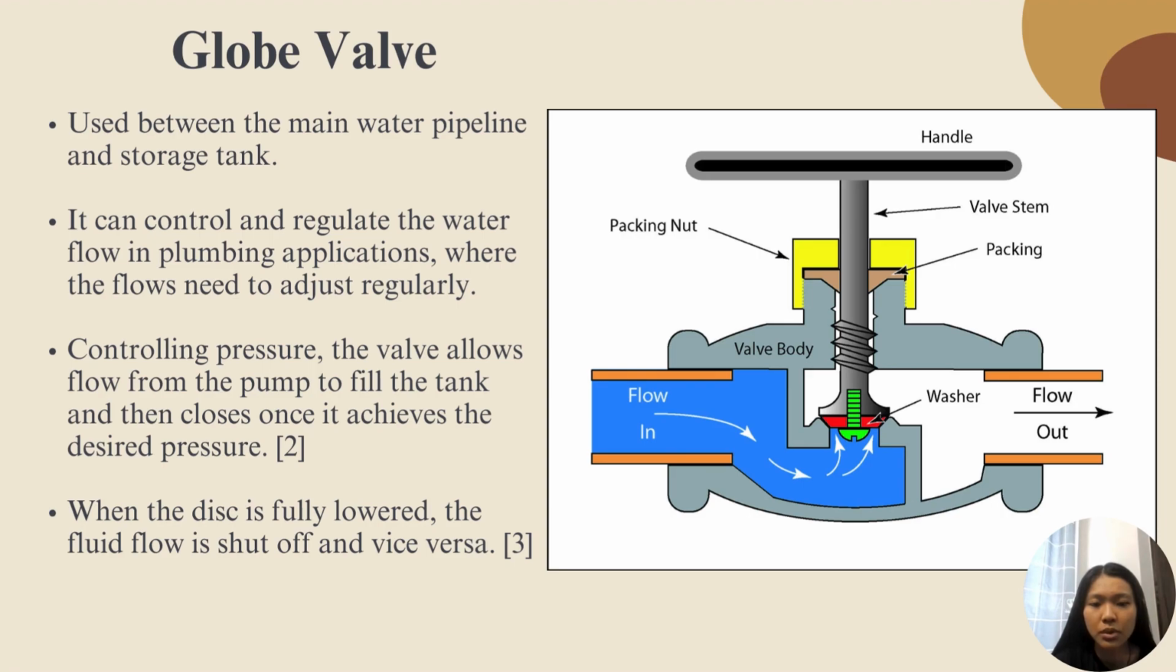The working principle of the globe valve is that when the disc is fully lowered, the fluid flow is shut off, and vice versa.